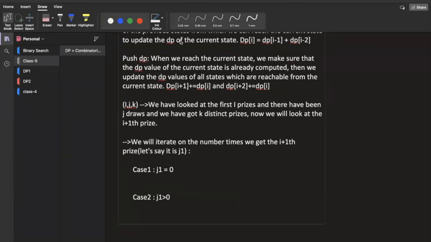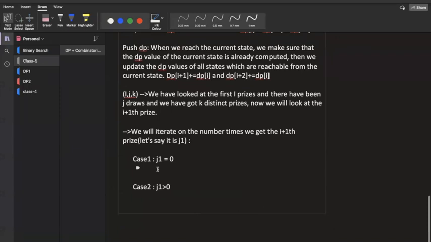Okay, yeah, so we were in this case where J1 is equal to 0. Can anybody tell me what happens when J1 is equal to 0? What exactly are going to be the transitions?